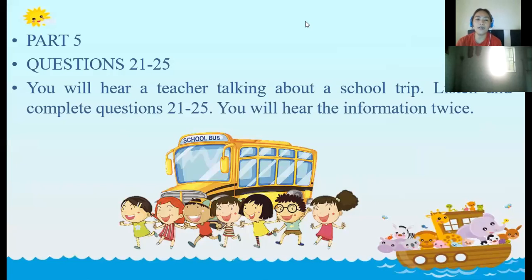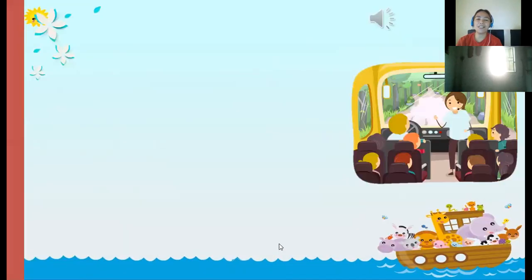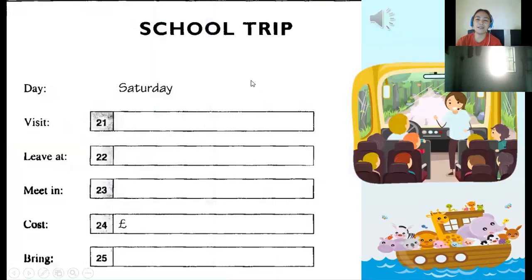Okay, you will hear a teacher talking about a school trip. Listen and answer the question. You will hear the information twice. Okay, again, baby. Now look at part five. You will hear a teacher talking about a school trip. Listen and complete questions 21 to 25. You will hear the information twice.